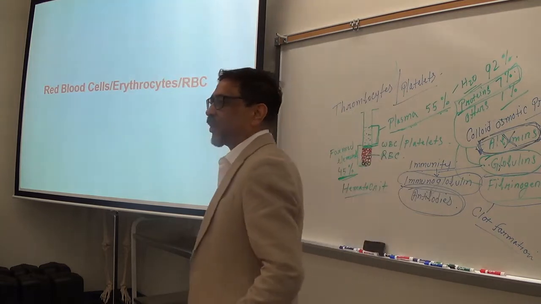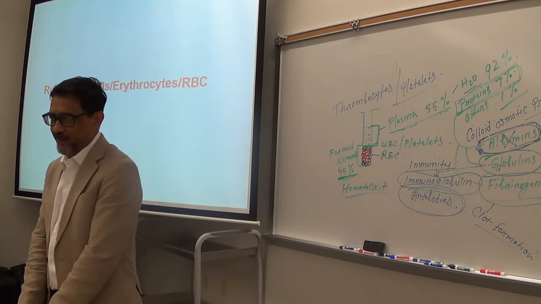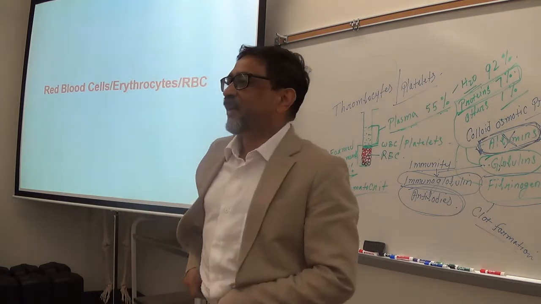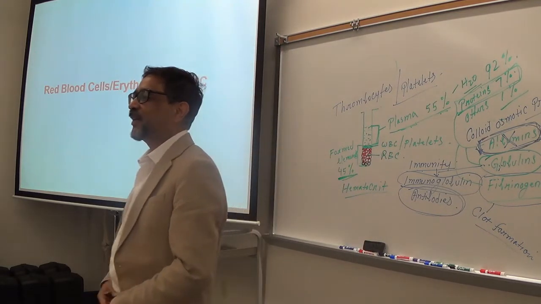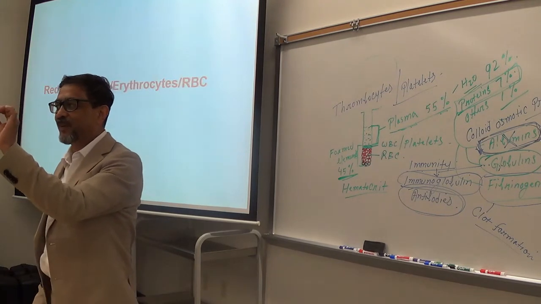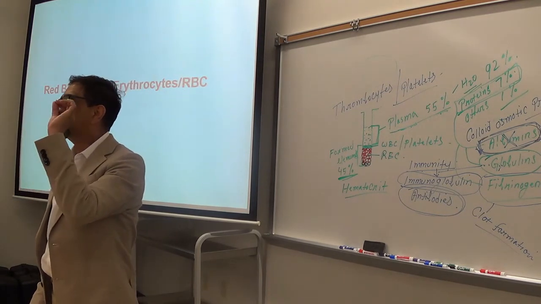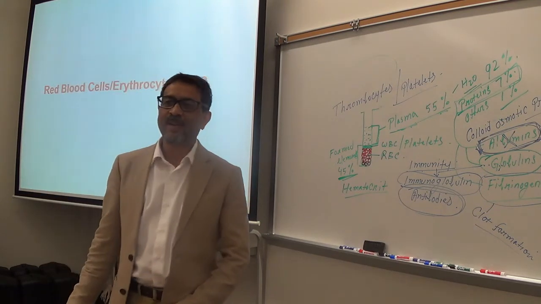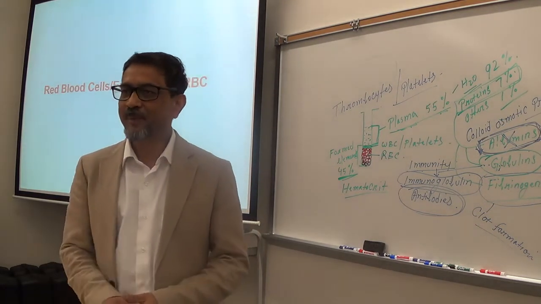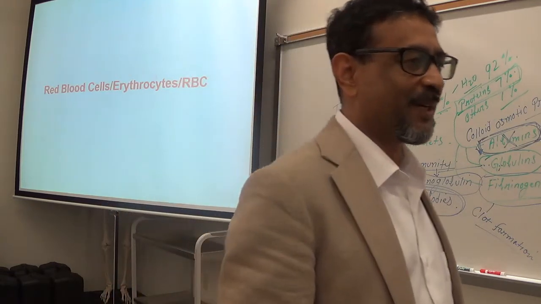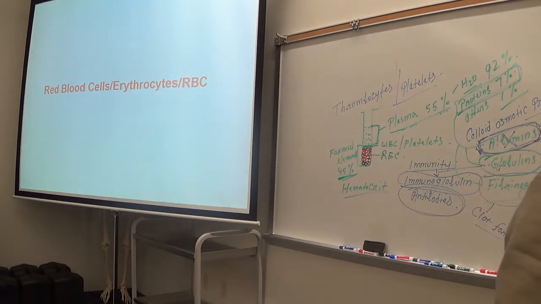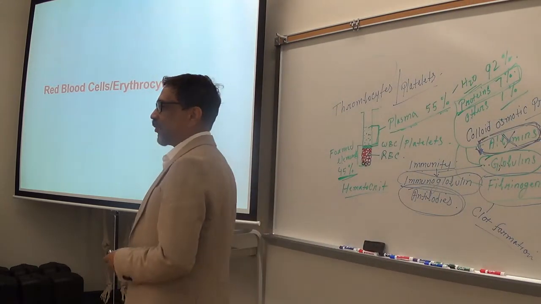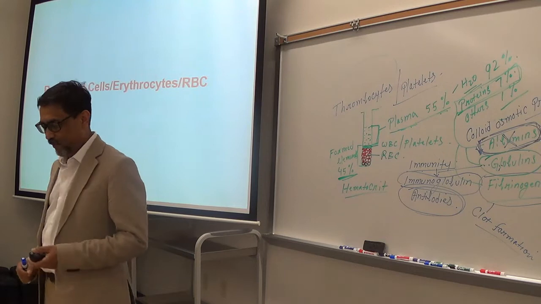Now we will talk about the red blood cells. Red blood cells are red. Why? Because inside the red blood cell you have a pigment. What is the name of that red pigment? Hemoglobin. Remember that? Hemoglobin is a red colored pigment. And that's why the red blood cells are red. Make sense? Because of hemoglobin. And hemoglobin binds and transports oxygen.